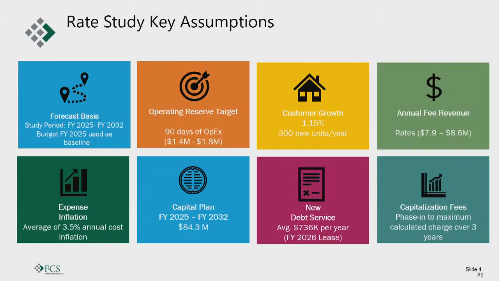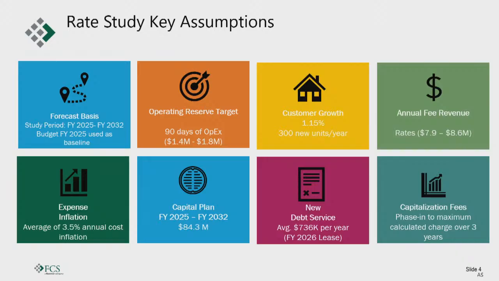When we're forecasting our revenues, we're looking at a customer growth rate of about 1.15% annually. That represents about 300 new units per year. Right now, our annual fee revenue brings in about $7.9 million a year. Moving forward, that'll grow to about $8.6 million, just with that growth rate that you see there.